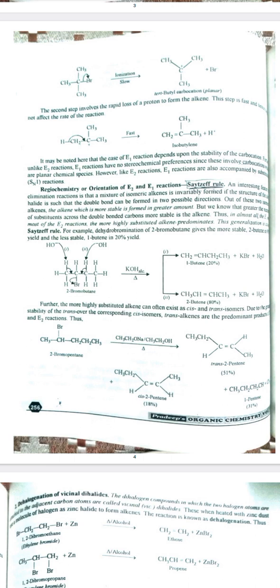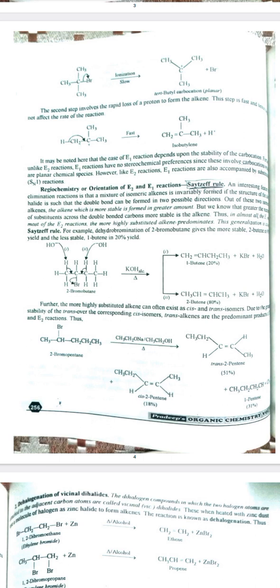Regiochemistry or orientation of E2 and E1 reactions. Saytzeff rule. An interesting feature of elimination reactions is that a mixture of isomeric alkenes is invariably formed if the structure of the alkyl halide is such that the double bond can be formed in two possible directions. Out of these two isomeric alkenes, the alkene which is more stable is formed in the greater amount, but we know that the greater the number of substituents across the doubly bonded carbon atoms, the more stable is the alkene. Thus, in almost all the E1 and most of the E2 reactions, the more highly substituted alkene predominates. This generalization is called Saytzeff rule.